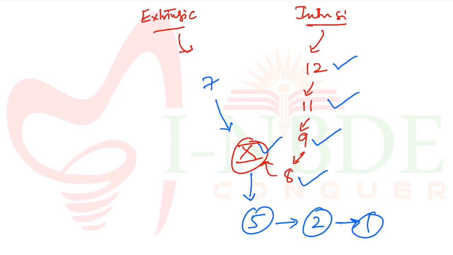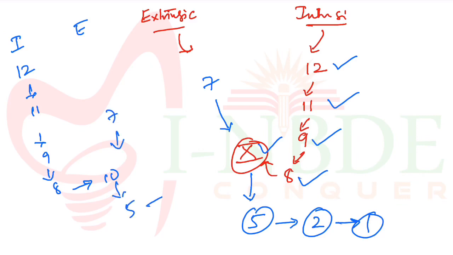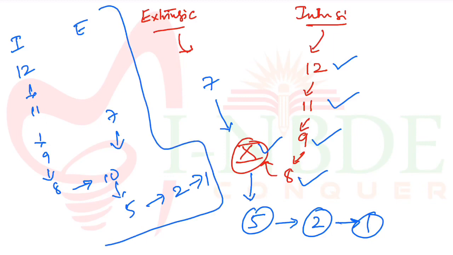Okay, so simply you can denote it as intrinsic, extrinsic. That is 12 activates 11, activates 9, activates 8, 8 is going to activate 10. Extrinsic, 7 is going to activate 10. So whenever the 10 is activated, it's going to activate 5, 2, 1. So this numbering you have to remember so that most of your questions can be easily answered.